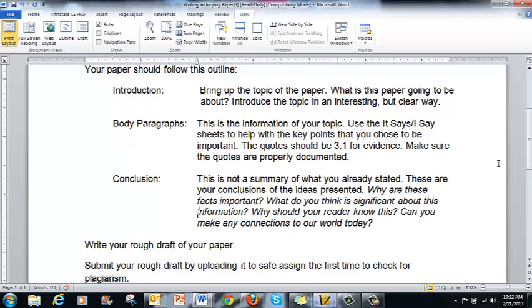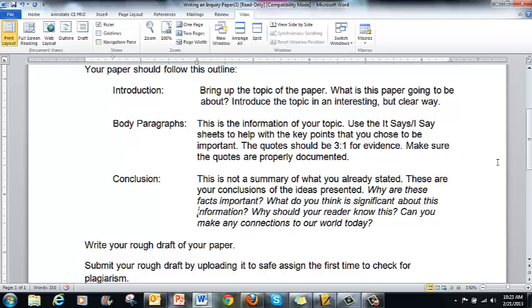Now we need to work on the body paragraphs of your paper. I can't tell you how many body paragraphs you're going to have. It's all going to depend on how much information you have and how much information you deem is important for the reader to know. So this is the crux of your topic. This is the information that you have already gathered and collected.